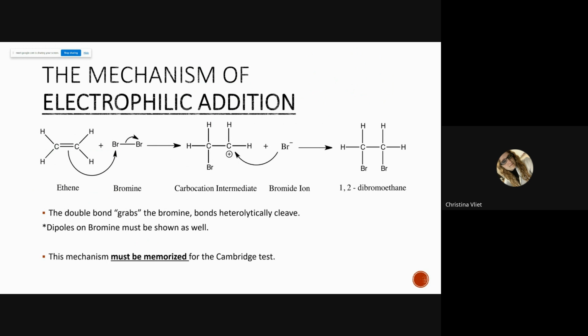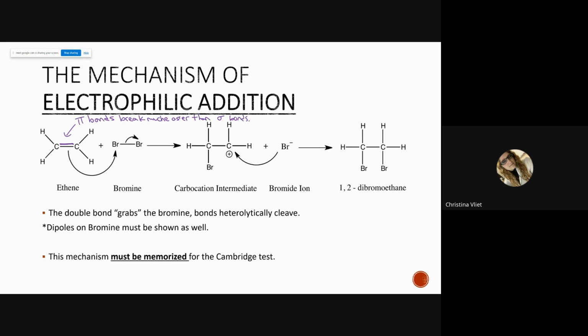The first step is that in your alkene, the reactive part is the actual double bond. The fact that there are two bonds here instead of one: pi bonds break much easier than sigma bonds.